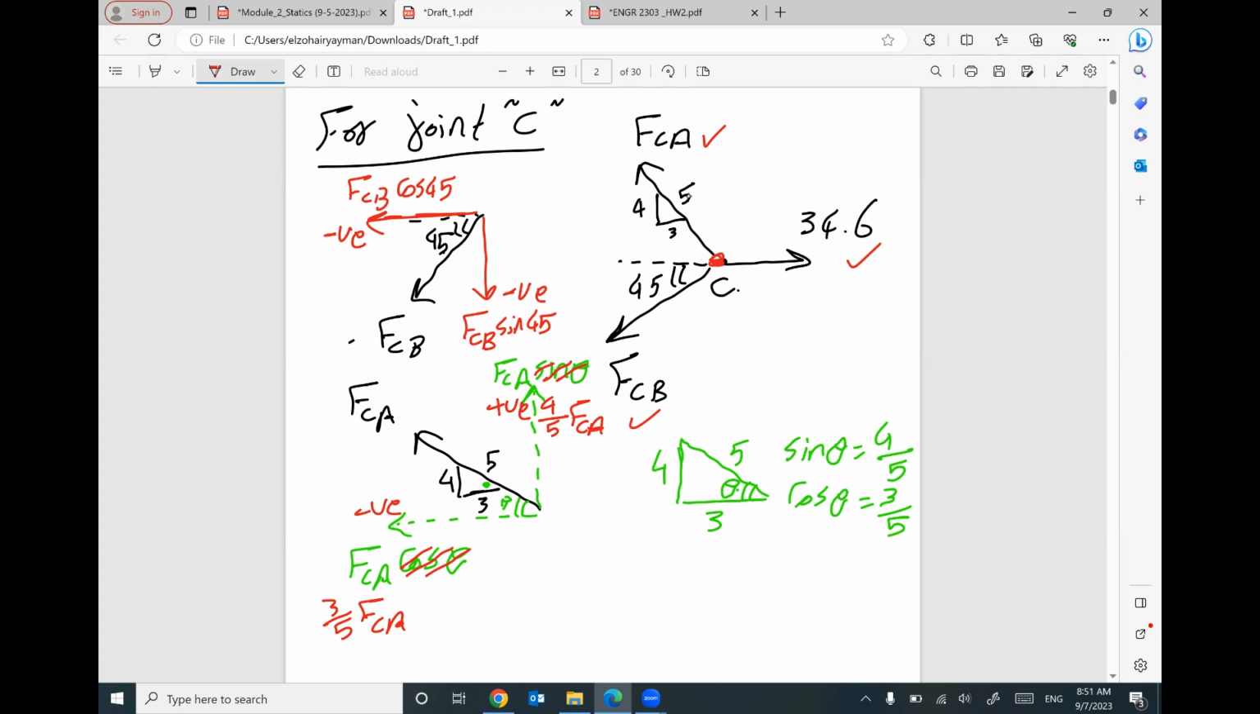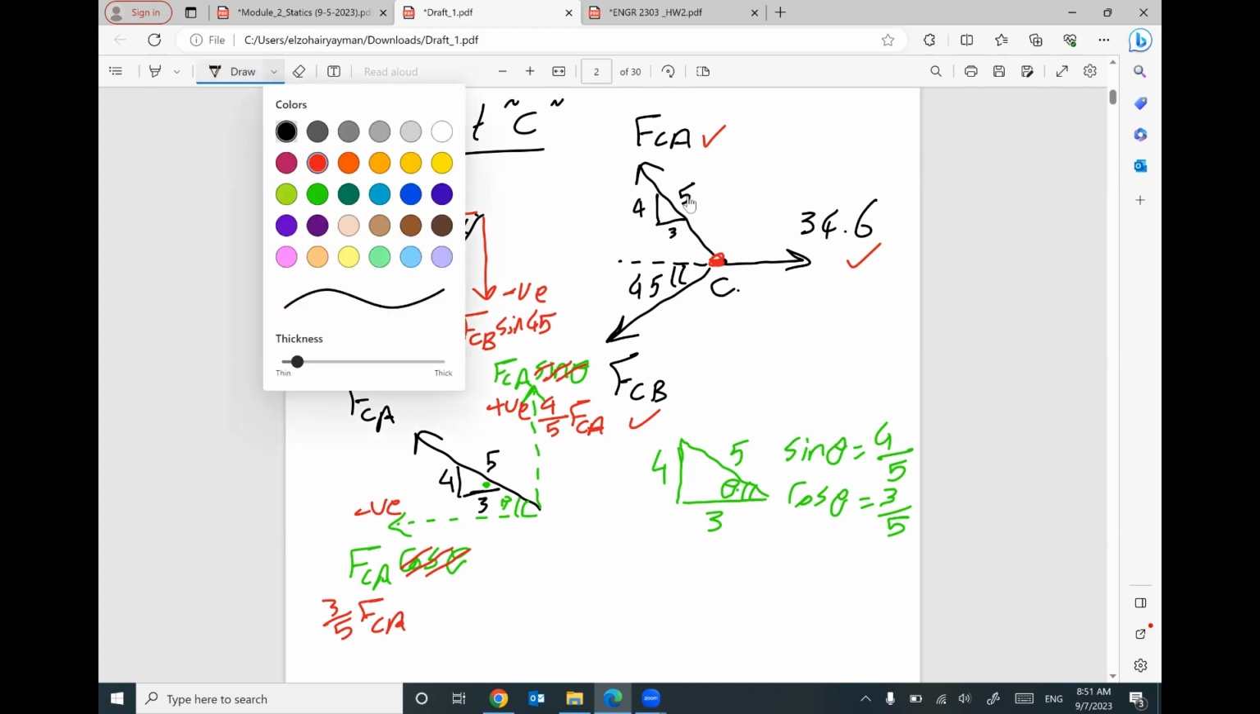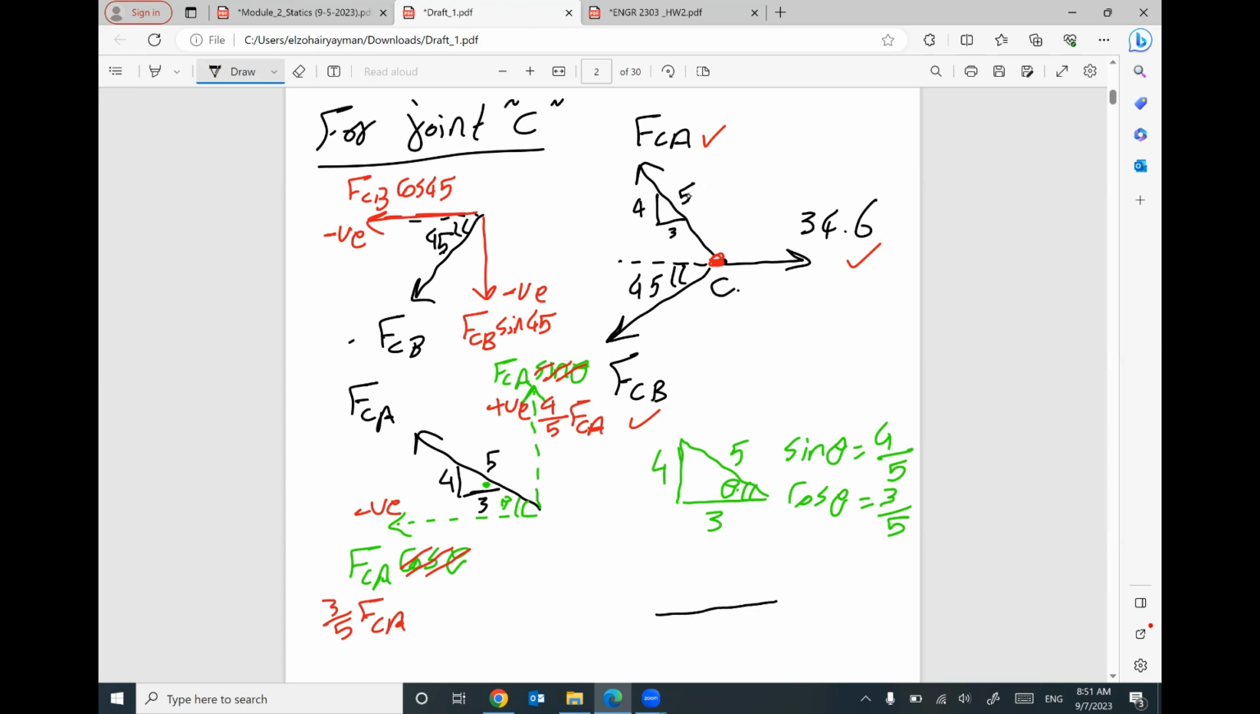What else? We have one more force, don't forget. We have this force 34.6 in the positive direction for X. We don't have a Y component. Do you have any more forces at joint C? No, we have only 3. I am done with all of them.